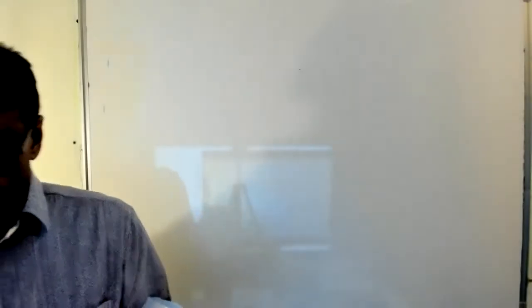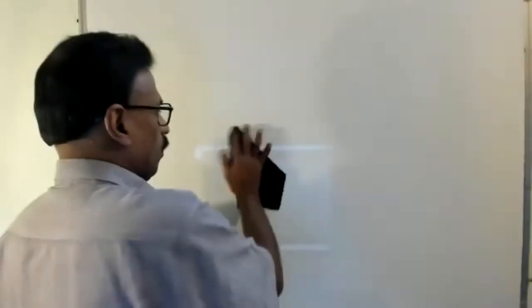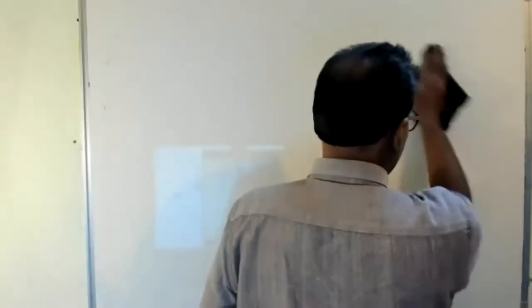Write the question. PQRS is a diameter of a circle of radius 6 centimeter.